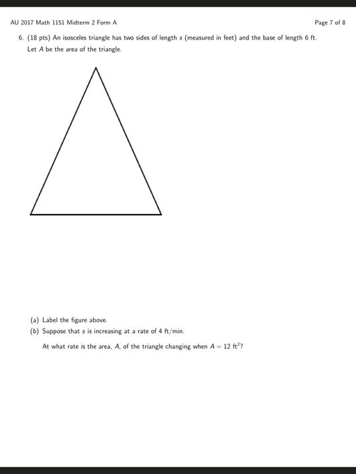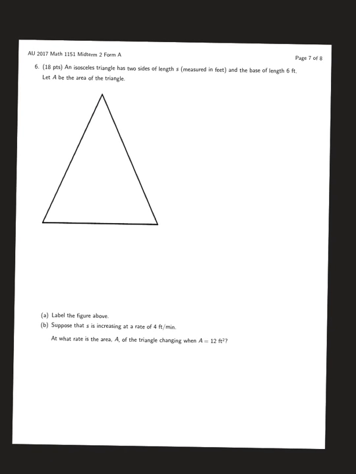This last problem, we're given an isosceles triangle with 2 sides of length s, measured in feet, and the base of length 6. A is the area of the triangle. So because we're talking about area, I'm just going to remind myself, area of a triangle is 1/2 base times height. So in this case, area is 1/2 times 6 times height.